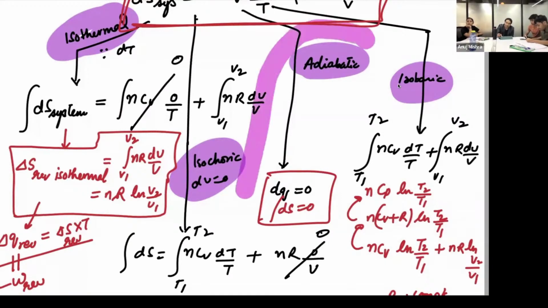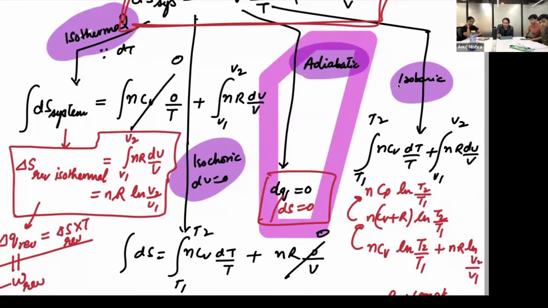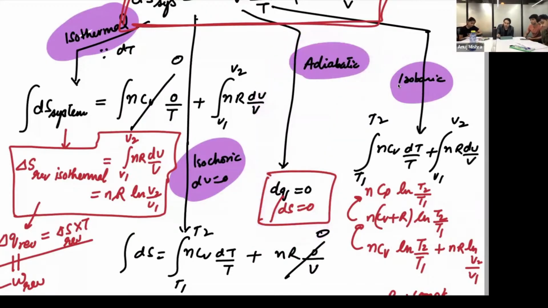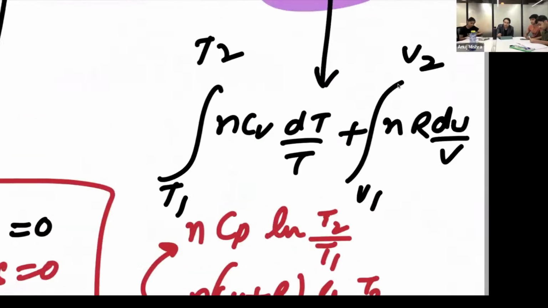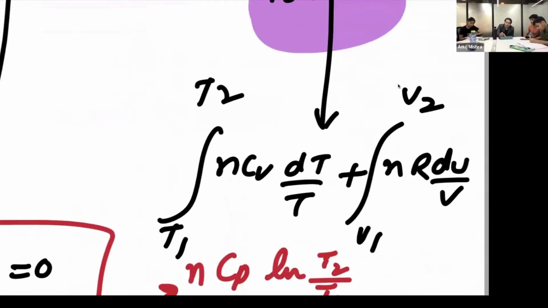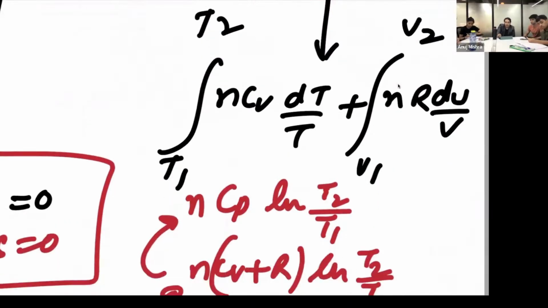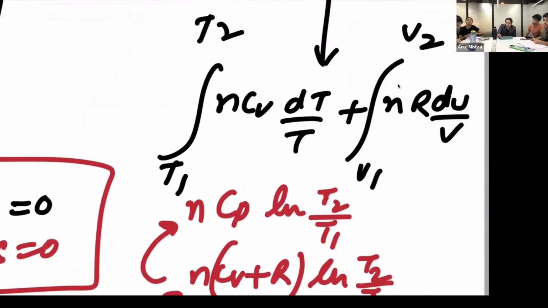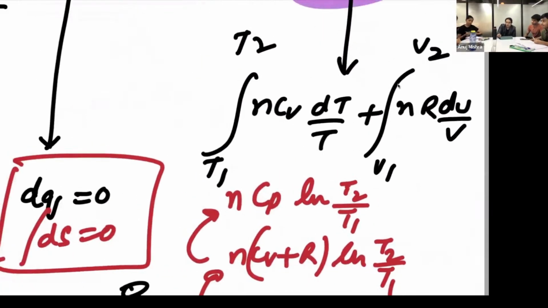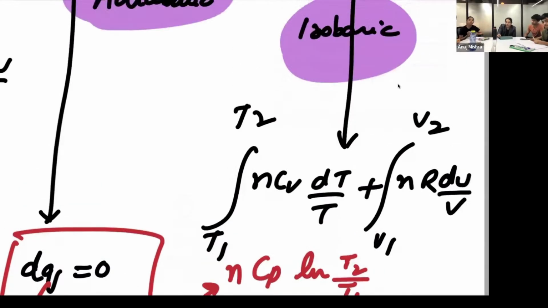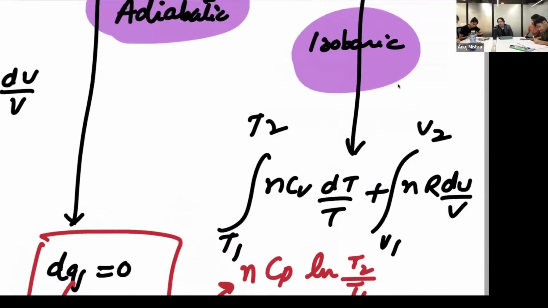Adiabatic, what is the value of dS? Adiabatic dS is 0. Come to isobaric. In isobaric both terms will be there. Nobody will go, both the terms will be there. So write both the terms. Write down isobaric. Isobaric is constant pressure, please.